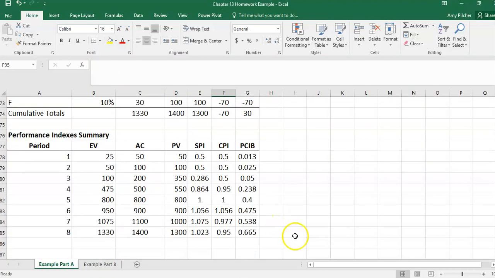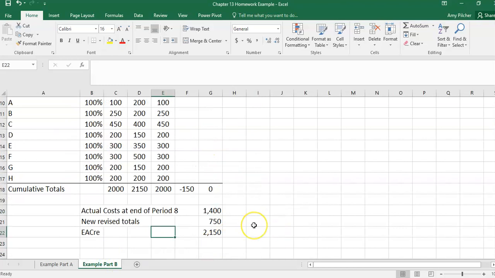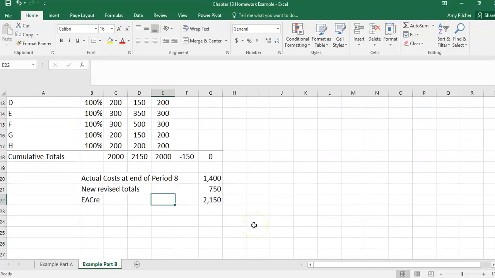This also matches what our estimated costs were in the previous part based on the results we had at the end of period 8. So our revised estimates indicate that our project is going to be 1 month behind schedule and $150,000 over budget.